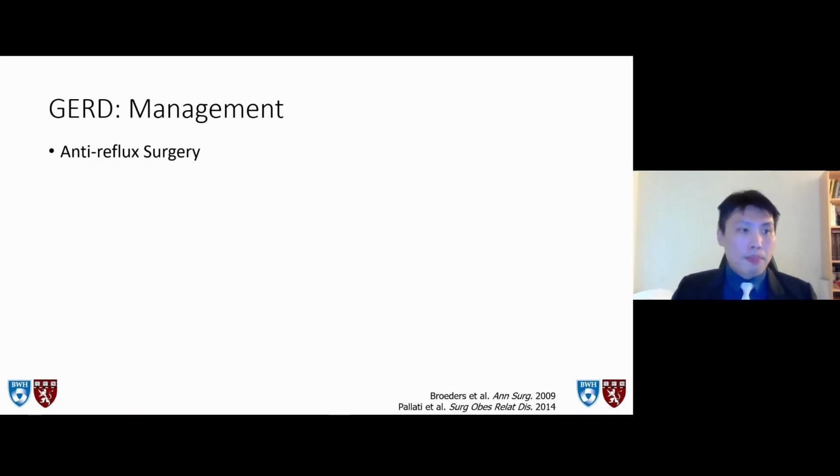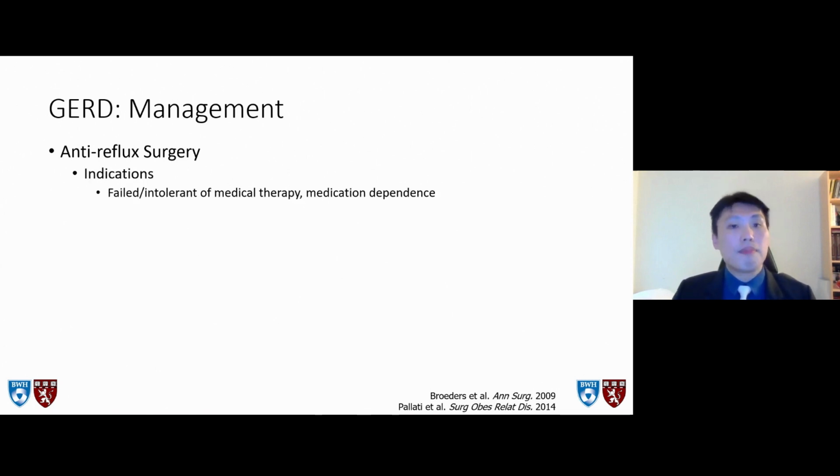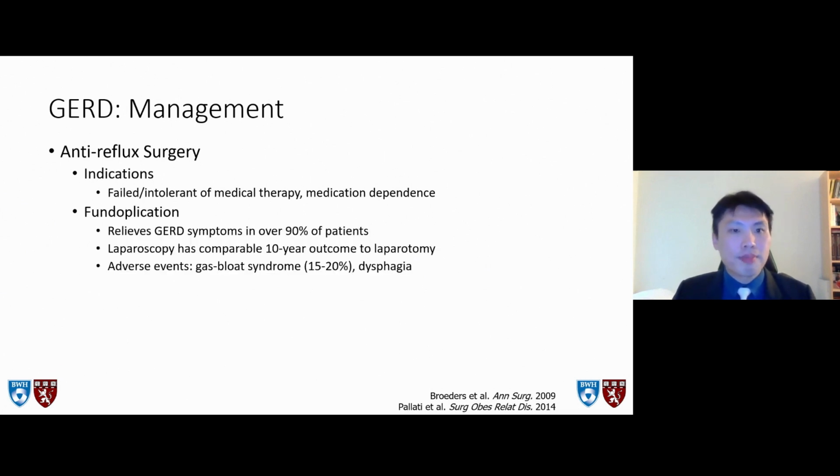What about beyond medical therapy? Anti-reflux surgery can also be considered. Indications for anti-reflux surgery include failed or intolerant to medical therapy, patients who are very medication dependent, they can't get off the acid suppression. The main one that's being done now is fundoplication, which relieves GERD symptoms in over 90% of patients when performed. It can be performed either laparoscopically or with laparotomy, which have comparable results in 10-year outcome.